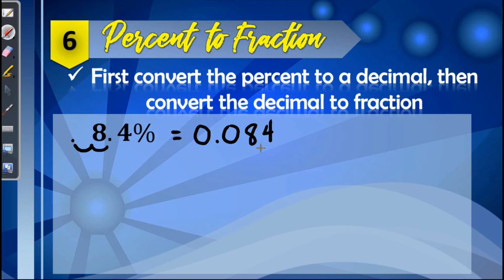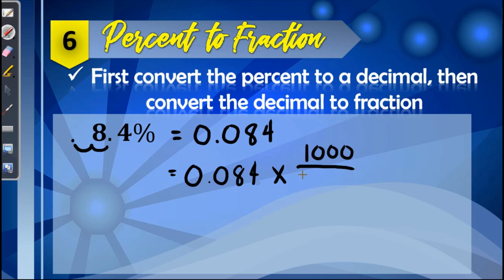Next, we have to convert this to fraction. And in order to do that, we have to multiply a power of 10, wherein the number of zeros is equivalent to the number of the decimal places. As we can see here, we have 3 decimal places. So we have to multiply 0.084 by a power of 10 of 1,000. Since we have 3 decimal places, we need to have 3 zeros. So 1,000 over 1,000.